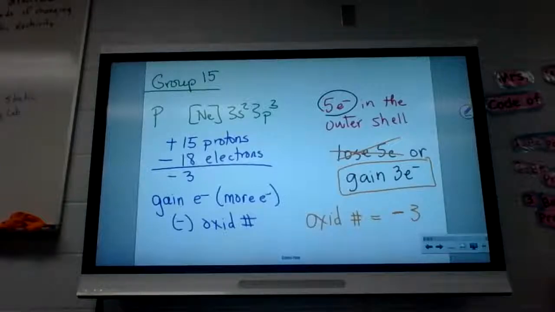Does that make sense? Yes, no, maybe? Yes. Okay, so everybody there? Okay, so the last 3 groups. We can do these in the few minutes we have left. So, group 16.